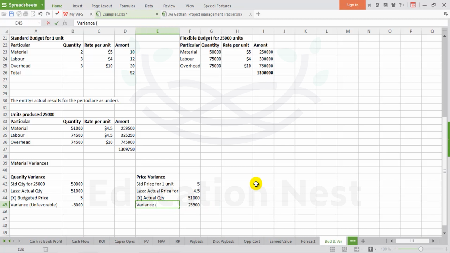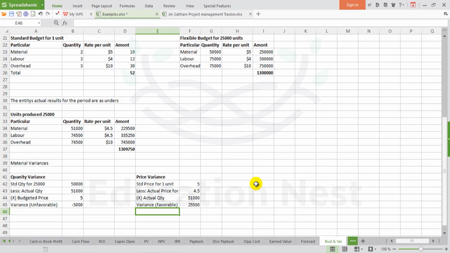Now this is going to be a favorable variance because it's a positive figure over here. How do you determine whether a variance is positive or negative? It's simple enough. If the cost is less than standard, or you can say the budgeted cost, it's favorable. If the cost is more than the budgeted cost, it's an unfavorable variance.